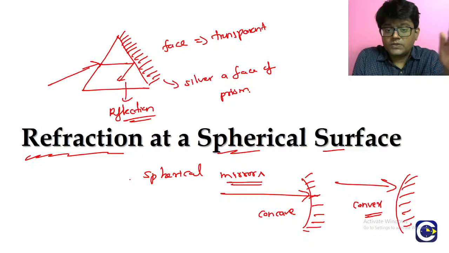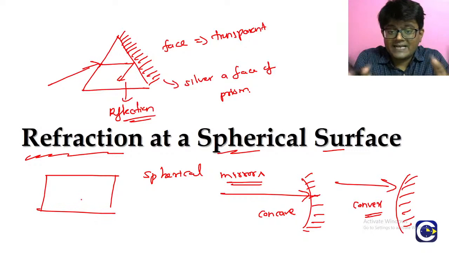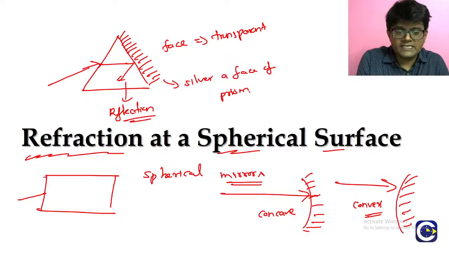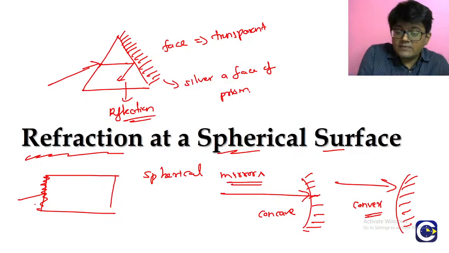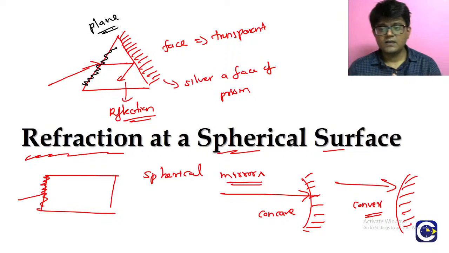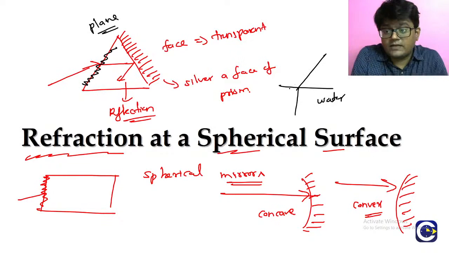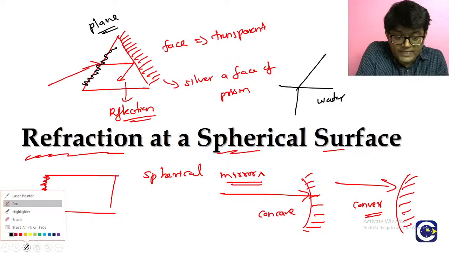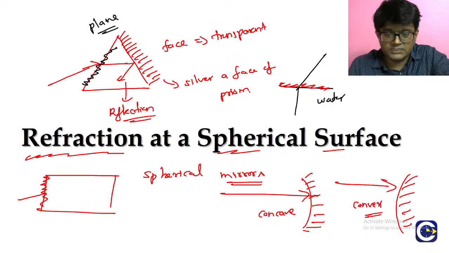So far when we looked at the examples, refraction through a rectangular glass slab, what is the interface here? It is a plane interface between the air and the glass. Even in the case of the prism, look at this prism also. What is this interface? The surface is what? It is a plane surface. Even the other examples we talked about, when the light is going from air into water or from water to air, the interface, meaning the common boundary between the air and the water, is what? Flat. It's a plane surface.